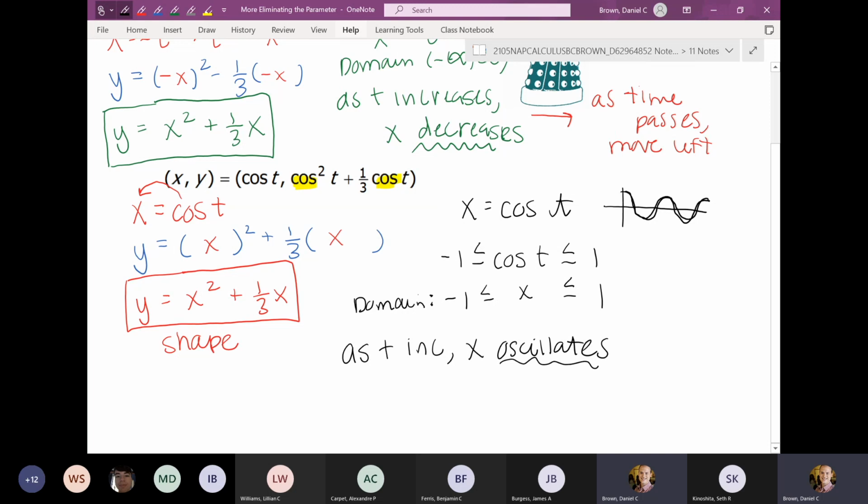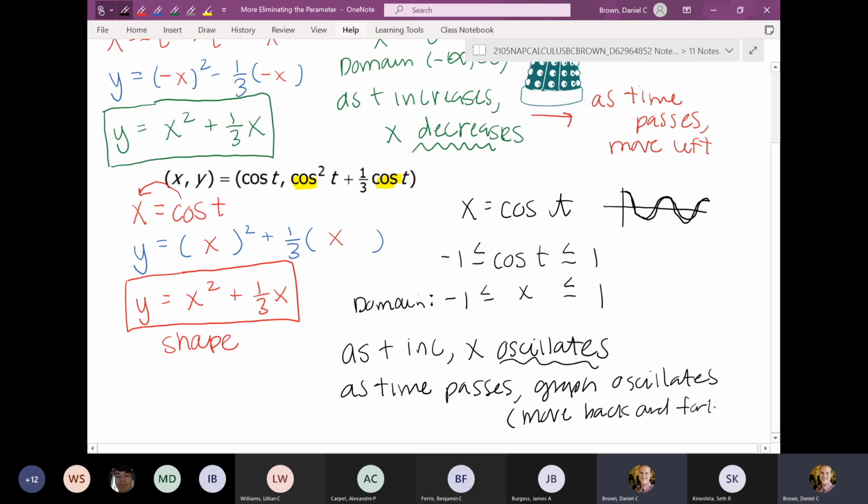So as t increases, x oscillates, or basically as time passes, the graph oscillates, which means it's basically going to move back and forth. Which is why without the calculator, I knew this graph was stuck between -1 and 1. And it went back and forth, over and over again because of the shape of the graph and because of the way that trig played a role in its shape.